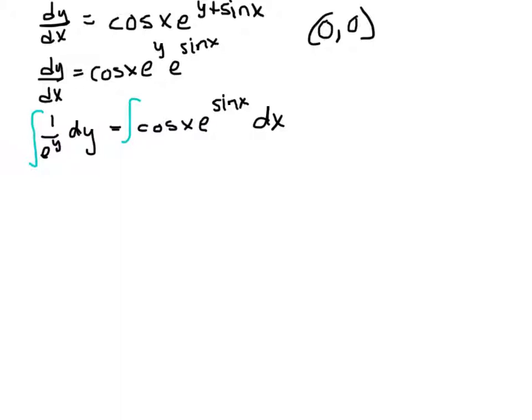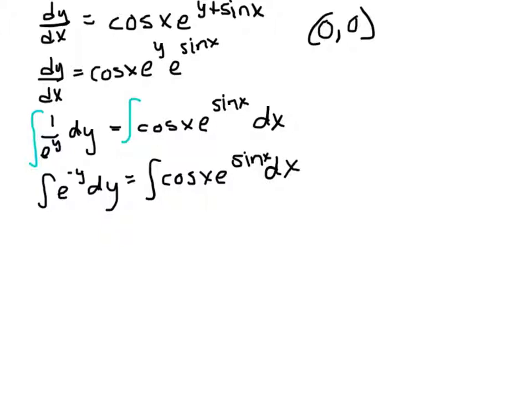I'm going to rewrite the left side as the integral of e to the negative y dy equals the integral of cosine x e to the sine x dx. Now, technically, you need to use substitution for both of these, but we've done a lot of practice with this, so you should kind of have this down.